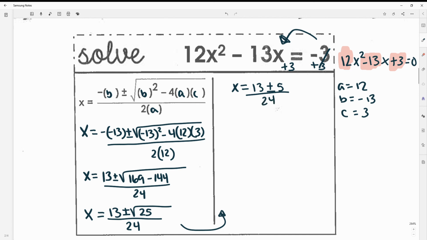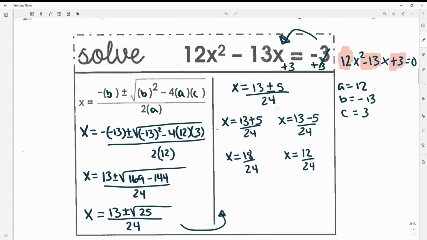And I'm just going to keep going again. This is where I get to split it up. And then here I have my other subtraction. Okay, so my two possible choices are 18 over 24, which I can actually simplify, and 8 over 24, which can be simplified as well. So this is going to be 1/2, one answer.